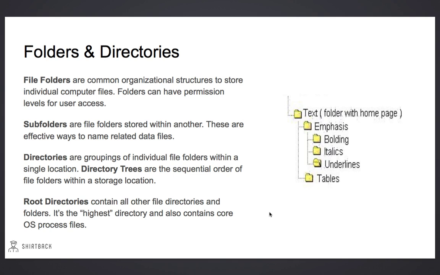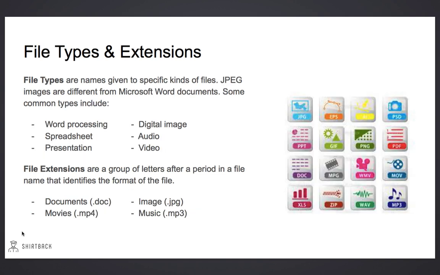Directories are groupings of individual folders within a single location. We use what are called directory trees to put the order of file folders in sequence. Root directories will contain all the other file directories and folders. It's called the highest directory because it also contains core operating system process files.